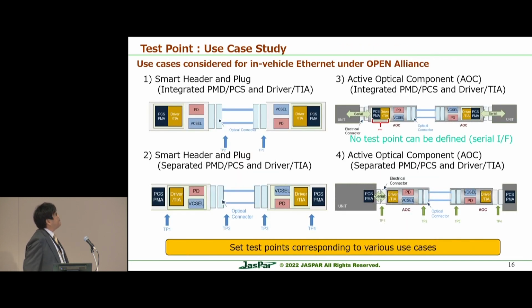Okay. Then, we are thinking about the use cases of Ethernet technology for automotive application. We are thinking about 4 kinds of use cases. The first one is the smart head and plug. It means the integrated PMD, PCS, and driver TIA looks like here, and it is only for coupling the devices and optical fiber to each other.